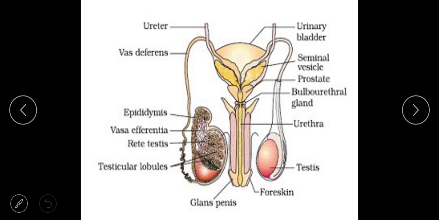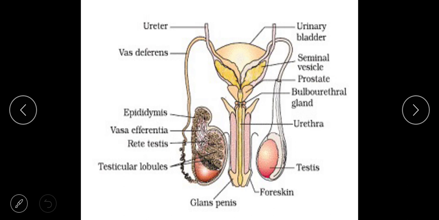The spermatozoa which are formed inside these seminiferous tubules are transported to the vasa efferentia by means of a duct system known as the rete testis. From there, they move to the epididymis, and epididymis is the site where the spermatozoa are stored, and the maturation of the spermatozoa also occurs. From epididymis, the spermatozoa are transported to the abdominal cavity through the vas deferens. Vas deferens opens into the urethra.